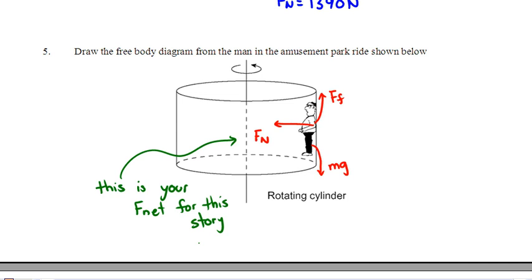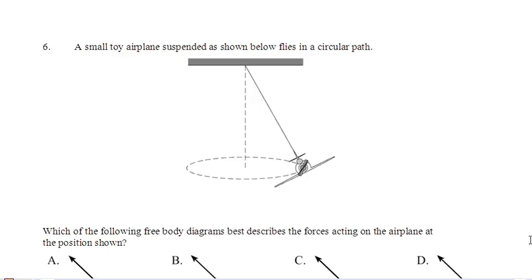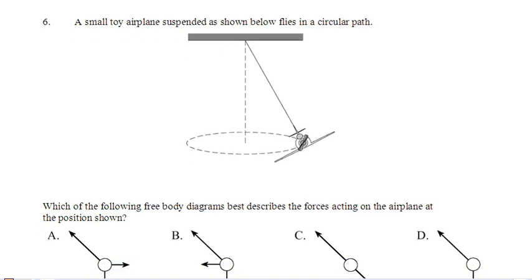Okay, so these free body diagrams have been getting more and more interesting, and now we kind of get to the ultimate one here. We're going to do a kind of a Francesca-ish question, right, where we've got ropes that are at angles. This is the toy airplane one. So what does it say here? A small toy airplane is suspended as shown, flies in a nice little circular path. Yeah, okay, so there's actually like a radius down here, right? It goes in a circle down there.